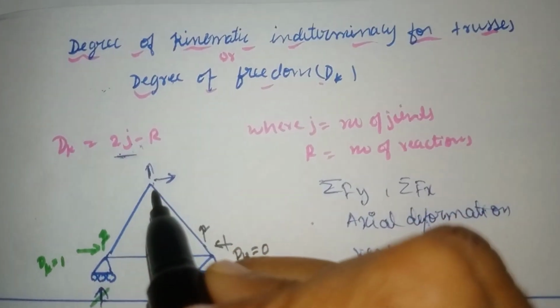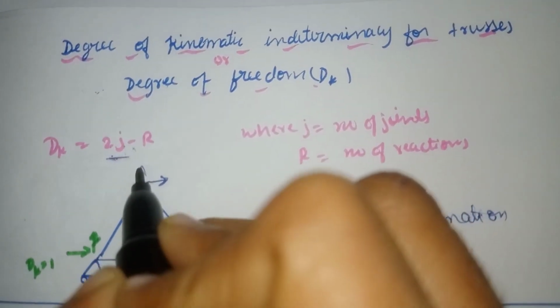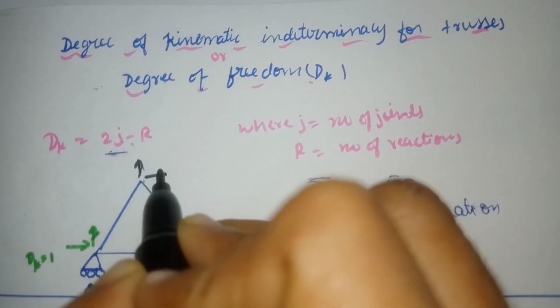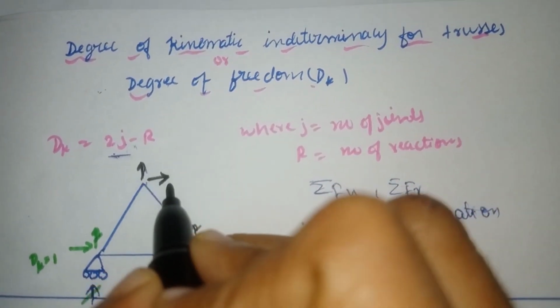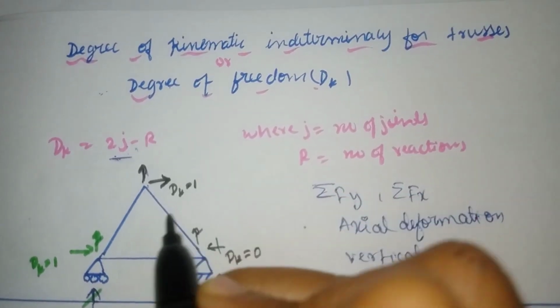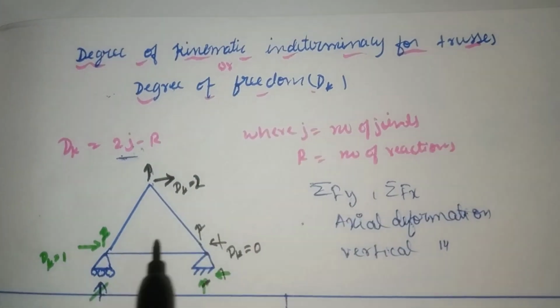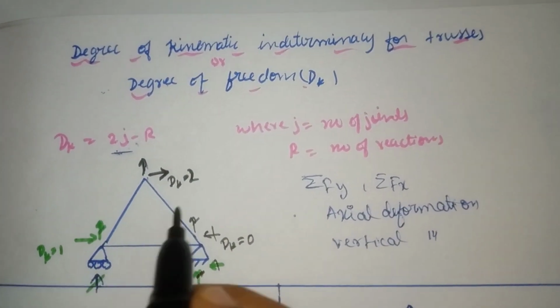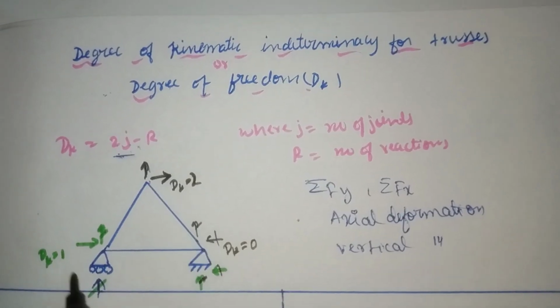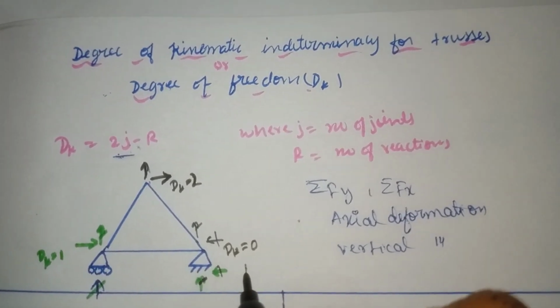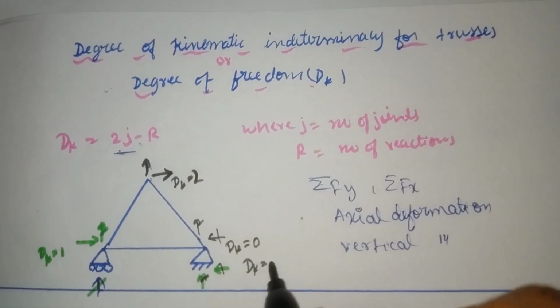So at this joint, the possible deformation is 2. One is vertical, one is horizontal. So dk at this joint is 1. Dk at this joint is 2. So add them: 1 plus 1, 2. So dk of this structure will come out as 2.